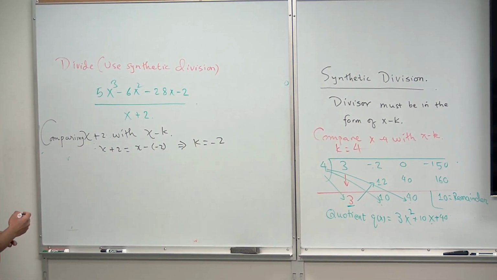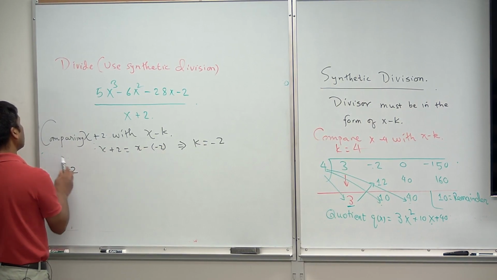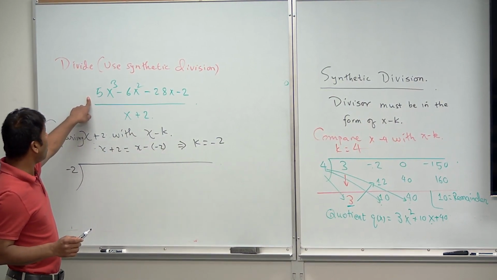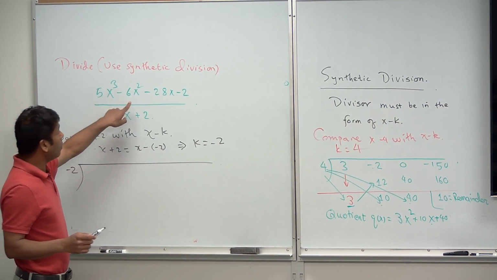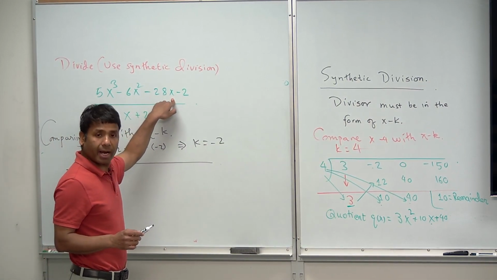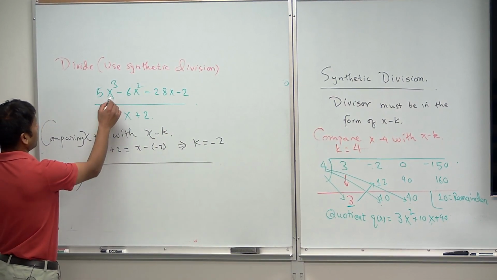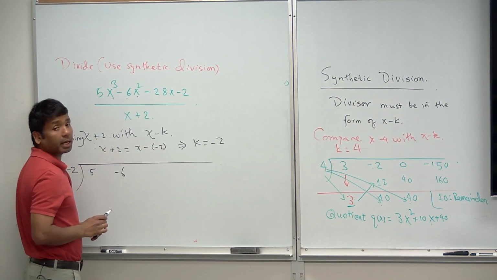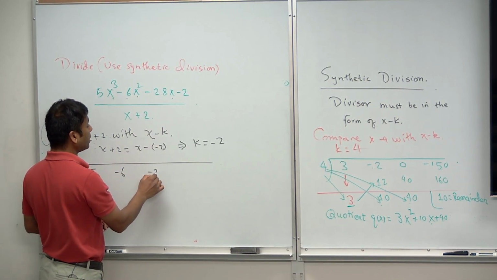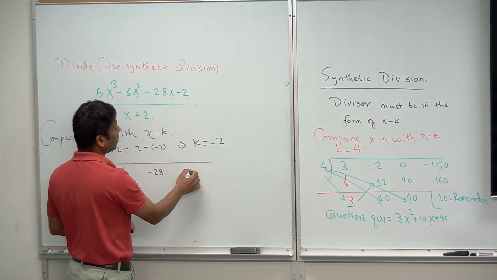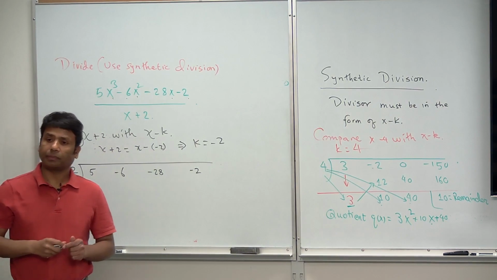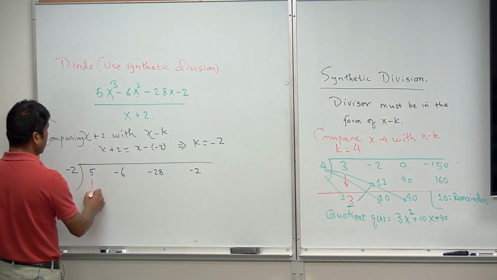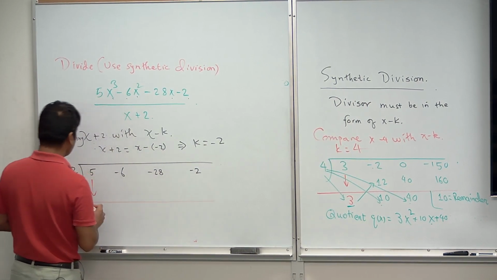So we can use synthetic division. So this is negative 2. You write down negative 2 here, and then list the coefficients. And none of the terms is missing here. We have x cubed, we have x squared, we have x, right? So you write down the coefficient of x cubed. This is 5. Coefficient of x squared, this is negative 6. Coefficient of x, this is negative 28. And the constant term, this is what? Negative 2. And now you bring down the first coefficient. You bring it down. So it's going to be 5.